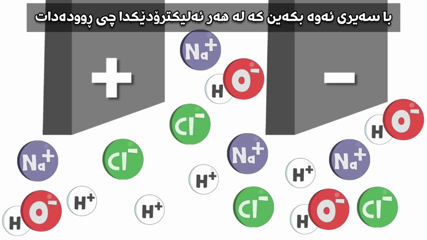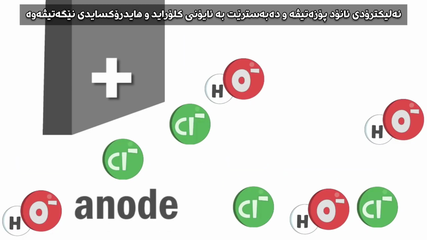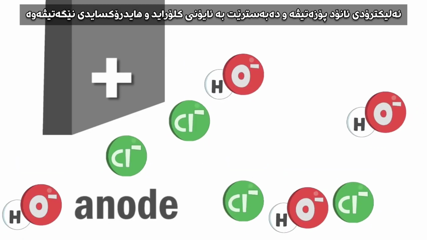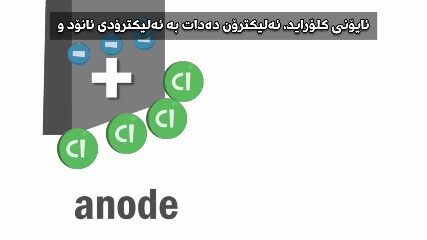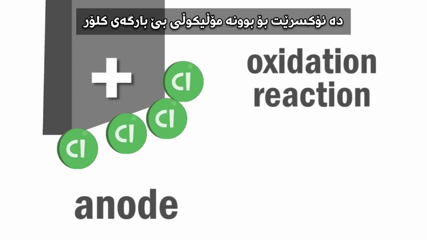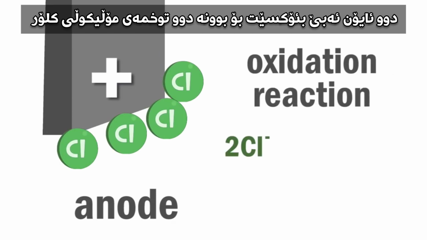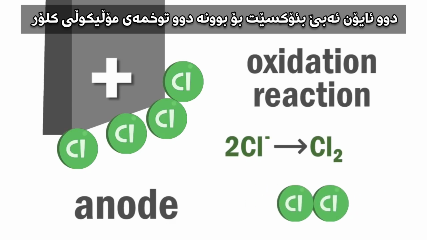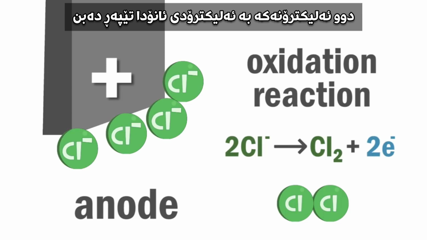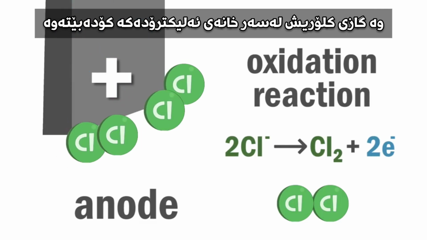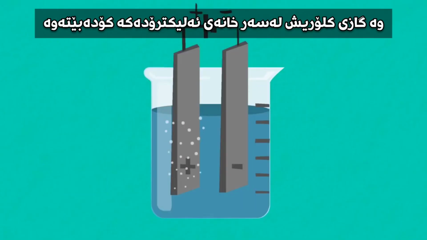Let's look at what's going on at each electrode. The anode is positive and attracts the negative chloride and hydroxide ions. The chloride ions give up their electrons to the anode and are oxidized to chlorine molecules. 2 Cl- ions need to be oxidized to make a diatomic chlorine molecule, and 2 free electrons are produced. The electrons are given up to the anode and the chlorine gas bubbles up to the surface of the cell.